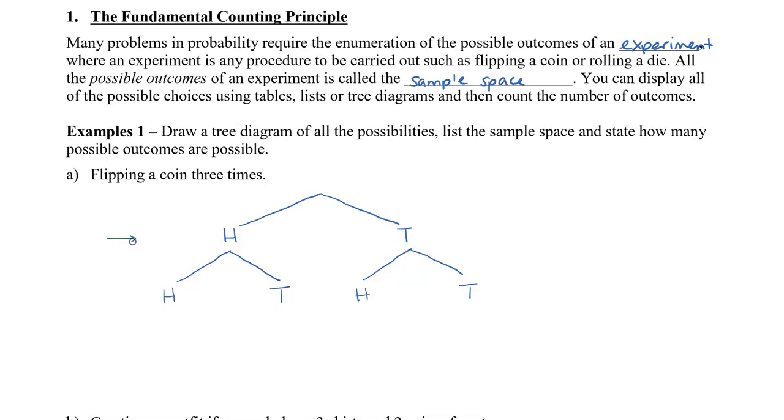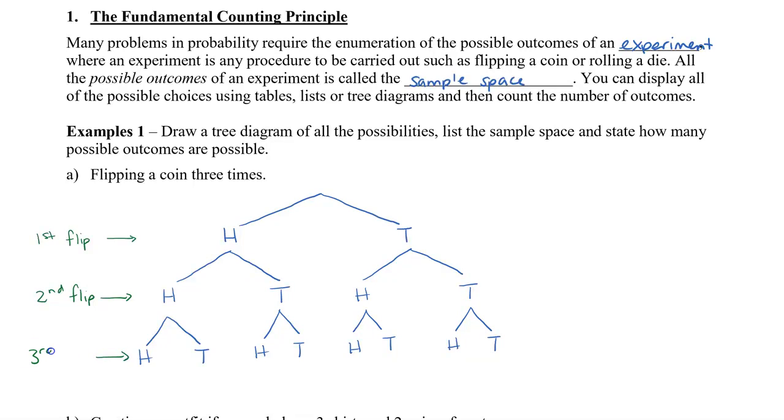So this first branch here is our first flip. This will be our second flip. And then we're going to flip one more time. And if I had heads and heads, in my third flip, I can still have heads or tails. If it was tails, I can still have heads or tails, and so on. So this last branch here, that represents my third flip.